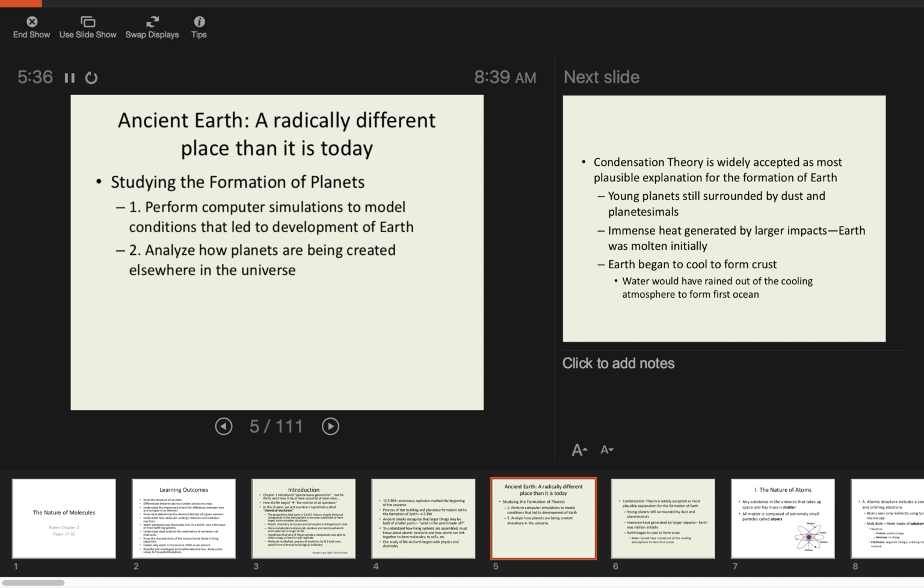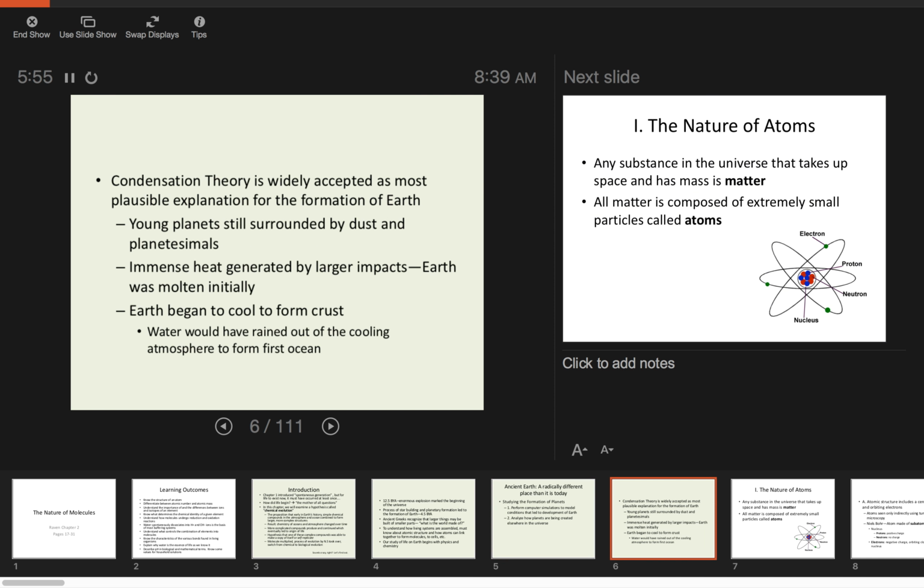Like I said, ancient Earth was a totally different place than it is today. With the formation of the planets, we've used computer simulations to model the conditions that led to the development of Earth. And we've also looked at how other planets far away are being created elsewhere in the universe. So we have a pretty good idea about how planets form. We call this the condensation theory. So there's that term, theory. We accept it until we come across something that totally forces us to revise it.